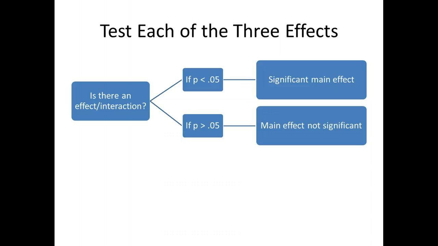For any of those effects, whether it's a main effect or an interaction, the test, if p is less than 0.05, tells you that whatever it is is significant. So there's a significant main effect or a significant interaction, whatever you're looking at. And if p is greater than 0.05, that means there's no significant main effect or no significant interaction.